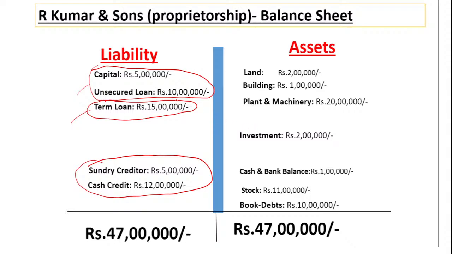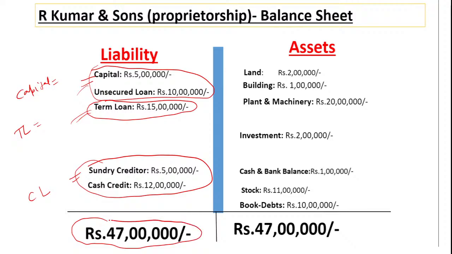Like if I say, see, this is the capital. Capital means what? Capital is the promoter's money. This is the term liability. Term liability means what? The company has raised the funds from its long-term sources. And this is the current liability, means it has raised the fund from its short-term sources, right? So if we put together all these three components, then the size of the balance sheet comes to 47 lakhs.